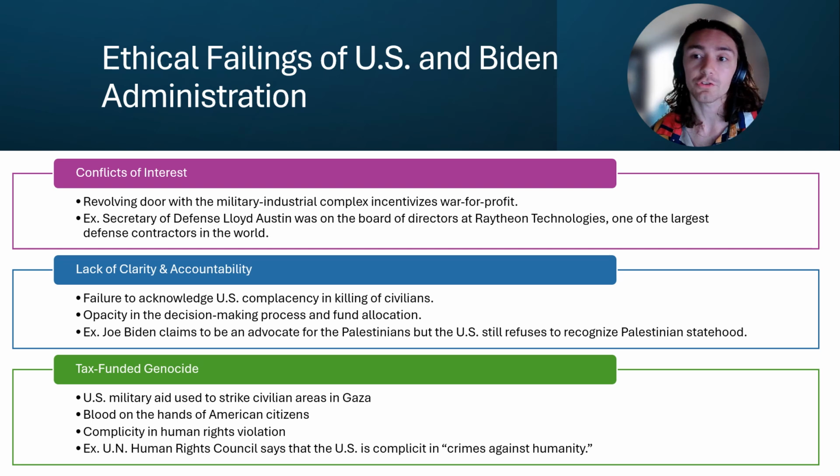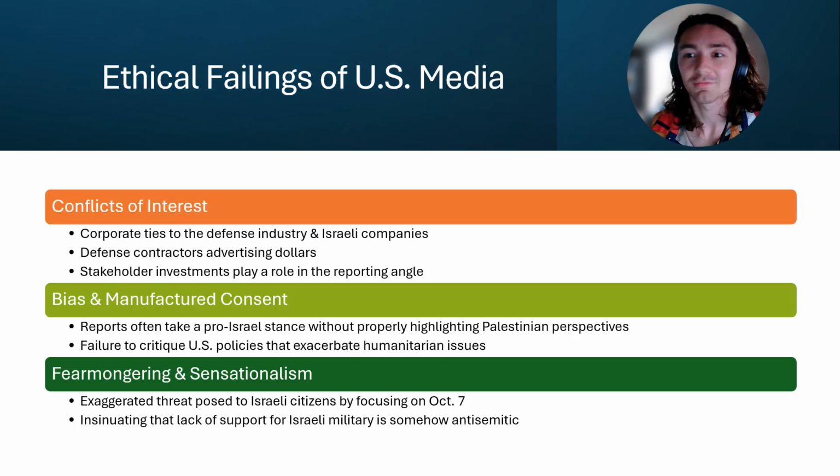U.S. military aid used to strike civilian areas in Gaza. That means, like I said, our tax dollars go to make weapons, then our tax dollars go to buy the weapons, and then those weapons go to kill people, innocent civilians, which I'm just not for all that. An example of how we are being complicit in all these war crimes: the UN Human Rights Council says that the U.S. is complicit in crimes against humanity alongside Israel for killing over 35,000 Palestinian civilians.